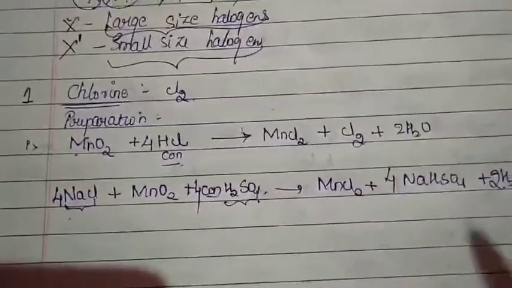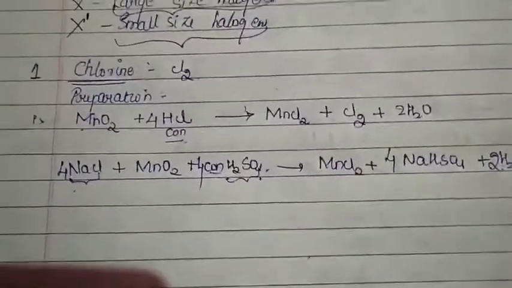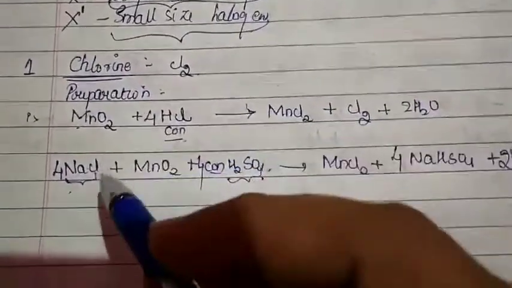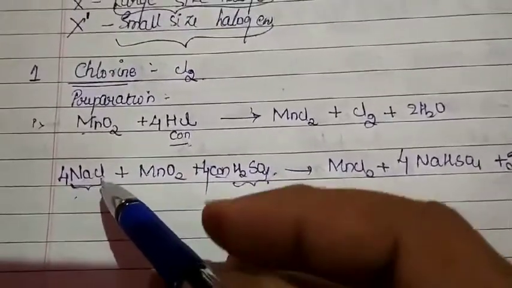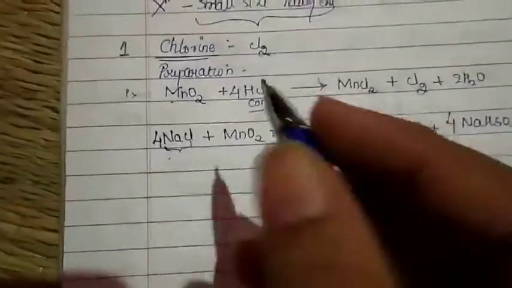The reaction is the same, but what happens when you take it in another way has been shown here. In the first case you have directly treated manganese dioxide with 4 HCl, whereas in the second case we are making the manganese dioxide be treated in the presence of sodium chloride and concentrated H2SO4. So this was the first important method.